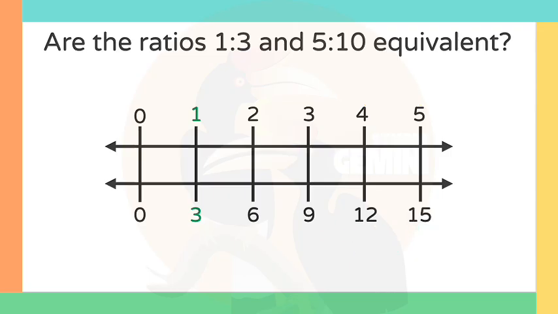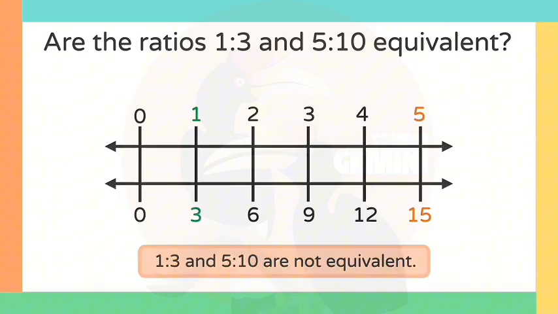We want to know if 1 to 3 is equivalent to 5 to 10, so we will stop here, since we have 5 as the first part of our ratio. We see that 1 to 3 is equivalent to 5 to 15. This is not the same as 5 to 10, so 1 to 3 and 5 to 10 are not equivalent.